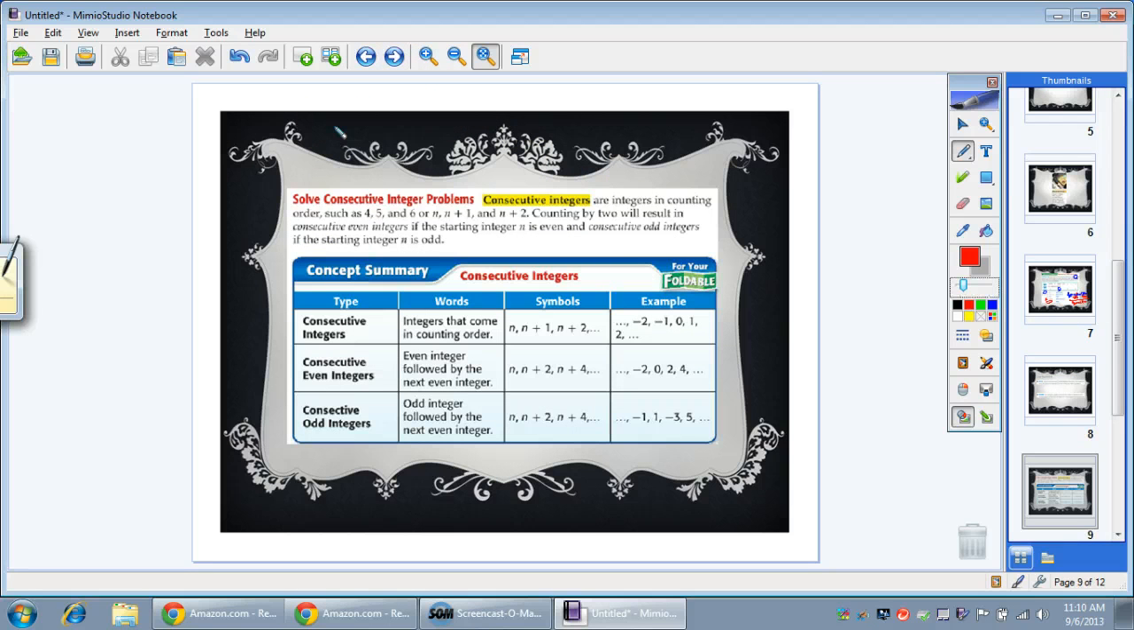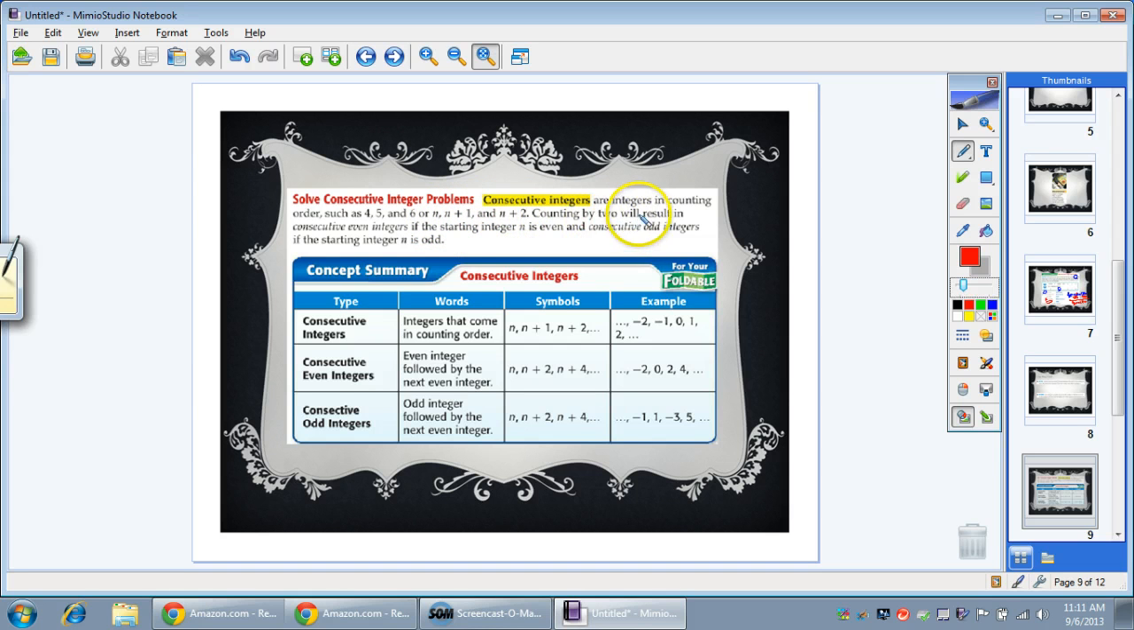Okay, welcome back. We're going to solve some problems involving consecutive integers. Consecutive means right after another, one after another. Consecutive integers are integers in counting order, such as 4, 5, and 6. So n, n plus 1, n plus 2. There'll be 3 numbers in order.